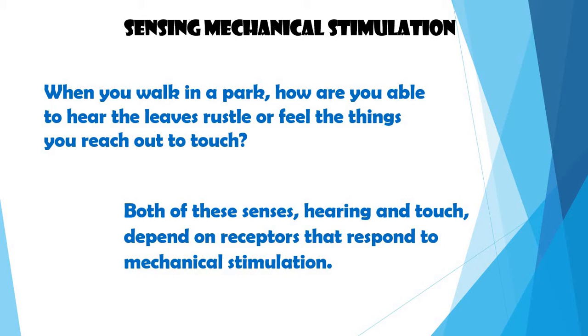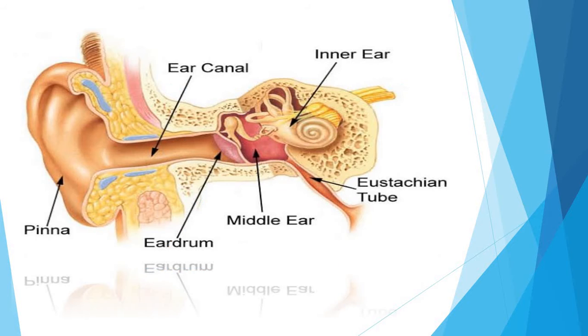When you walk in a park, how are you able to hear the leaves rustle or feel the things you reach out to touch? Both of these senses, hearing and touch, depend on receptors that respond to mechanical stimulation. This is the structure of the ear. The ear can be divided into three main parts: the outer ear, the middle ear, and the inner ear.